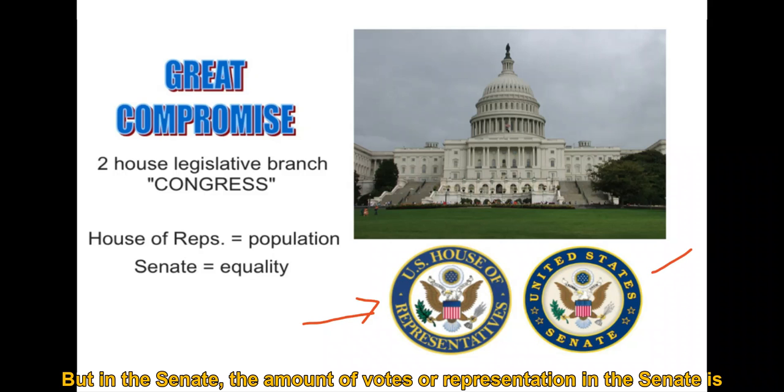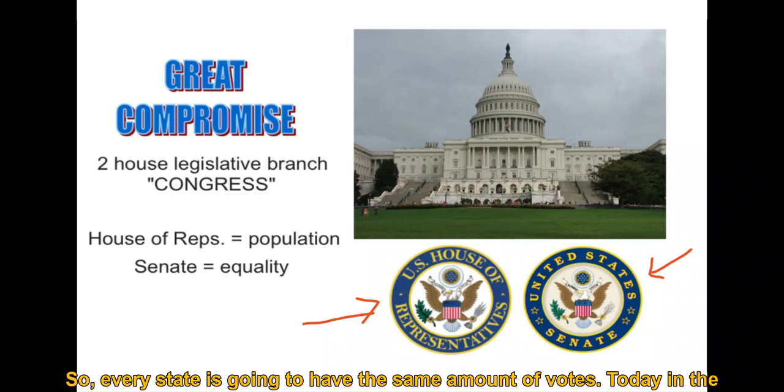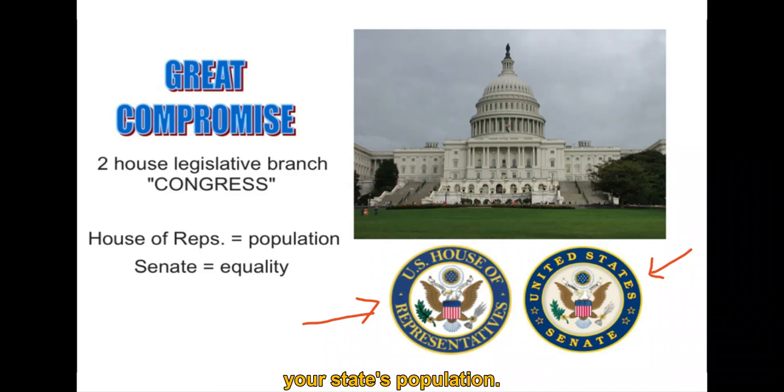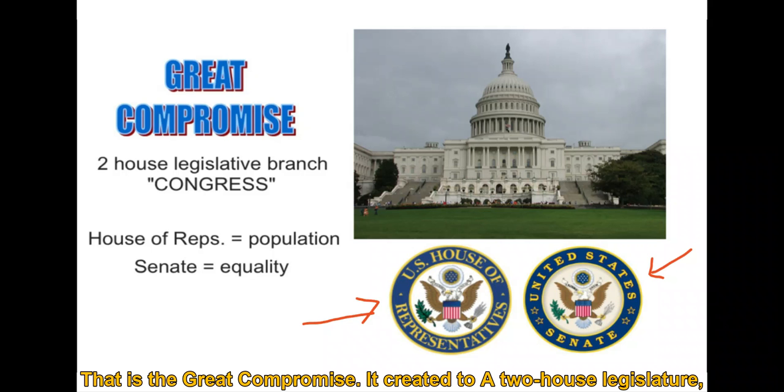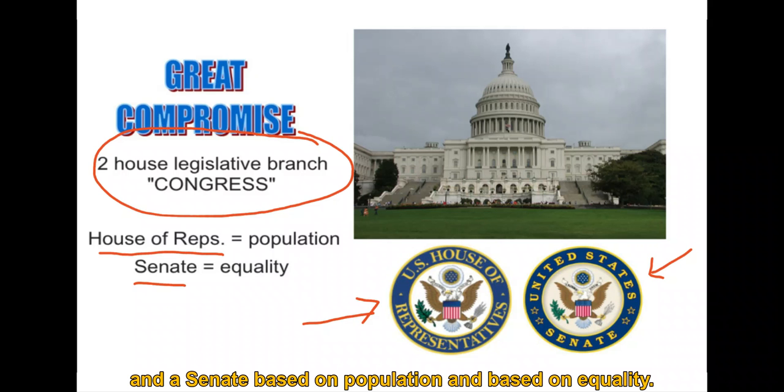But in the Senate, the number of votes or representation is going to be based on equality. So every state is going to have the same number of votes. Today in the Senate, every state gets 2 votes, but in the House, it's based on your state's population. That is the Great Compromise. It created a 2-house legislature, which we call Congress, with a House of Representatives and a Senate, based on population and based on equality.